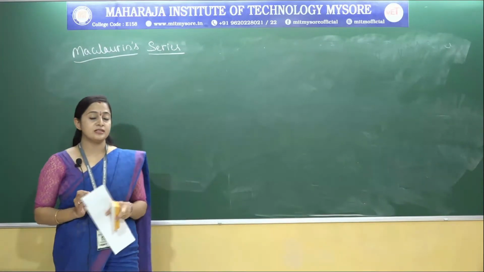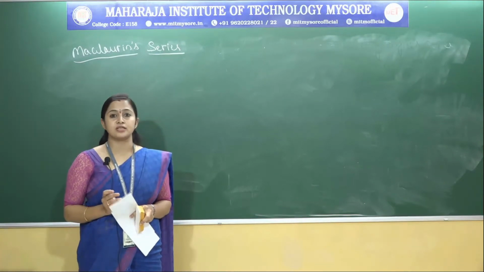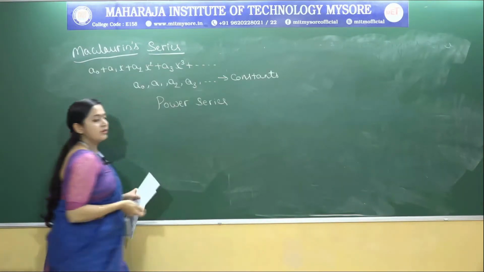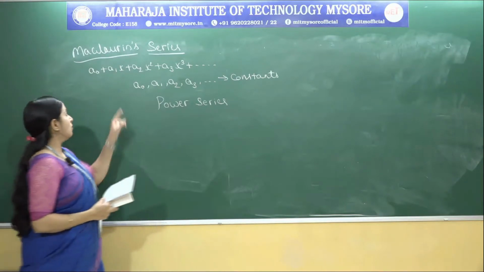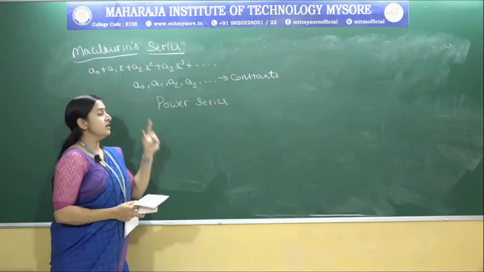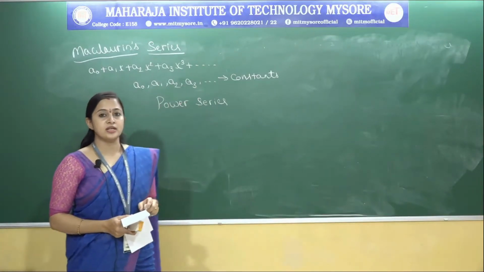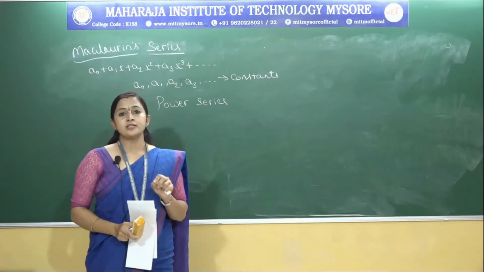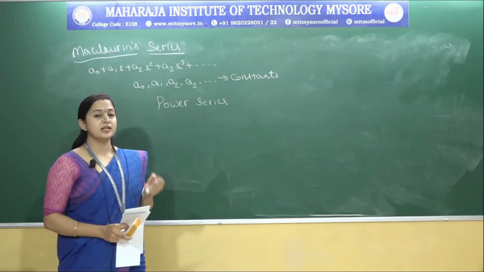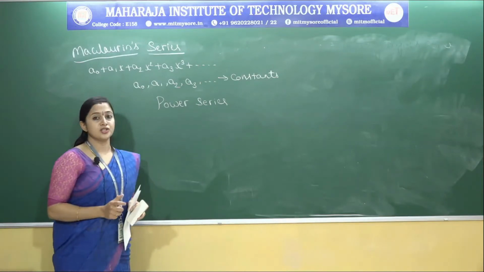Before starting the Maclaurin series, let us know what the power series and the expansion of a function are. An expression of the form a0 plus a1 x plus a2 x square plus a3 x cube, etc., where a0, a1, a2, a3 are constants, is called a power series. The process of expanding the given function in the form of a power series is called expansion of the function.